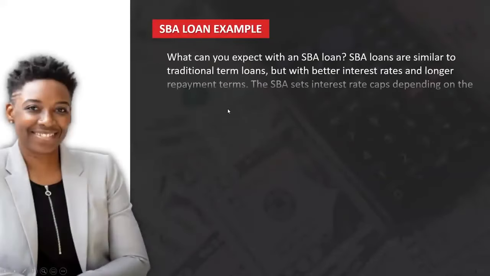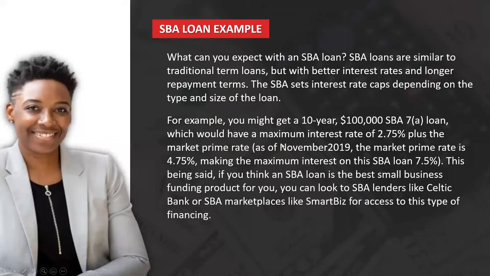The basic SBA loan example. Start looking again at that 7A loan. This is pretty much the same thing, just like a traditional small business loan. Same thing from a term basis. Usually a 10-year loan. I had gotten a 10-year, $150,000 loan, and they're looking at the maximum interest rate. They have that market rate plus prime, and I think I was around about 7%, something like that. And it's going to fluctuate a little bit because the market prime rate does change.